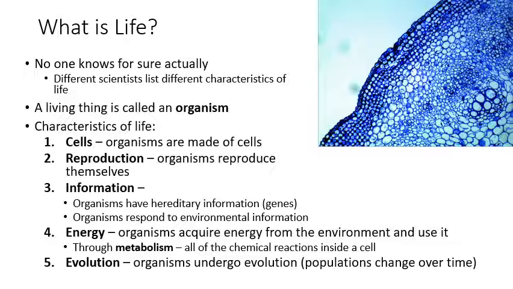Then the final characteristic of life is evolution. So all organisms will evolve over time. That doesn't mean that individual organisms evolve, it means that populations evolve. So if you have a group of organisms and you track them over time, you will see, if you track them long enough, that their characteristics change through evolution as their environment changes or just as more time is passing.